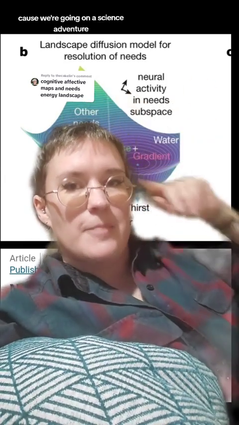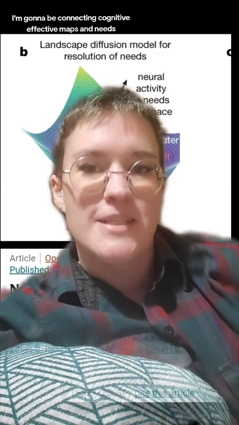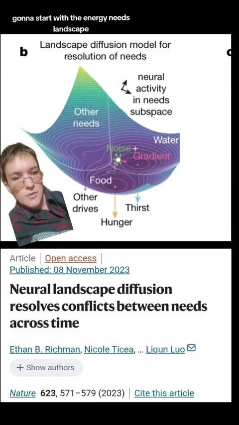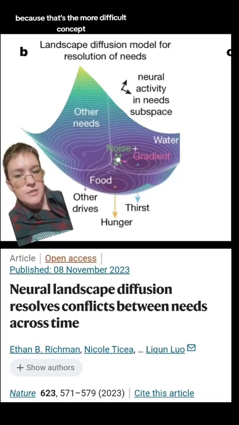Put on your thinking caps because we're going on a science adventure. I'm going to be connecting cognitive affective maps and needs energy landscape. I'm going to start with the energy needs landscape because that's the more difficult concept.